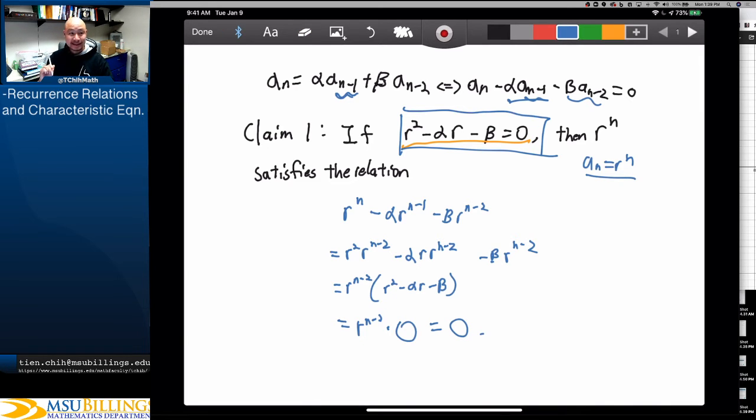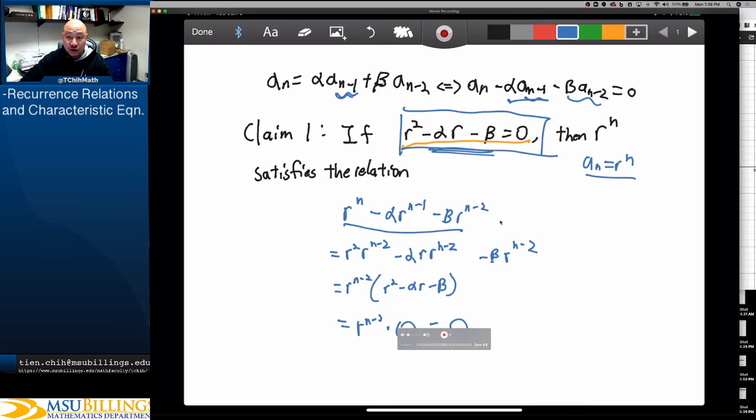So if I look at this, any r that satisfies this equation here also makes this relation 0, which only occurs if the original relation is satisfied. So if I take the characteristic equation, any roots to that characteristic equation, raised to the nth power, satisfy the recursion.